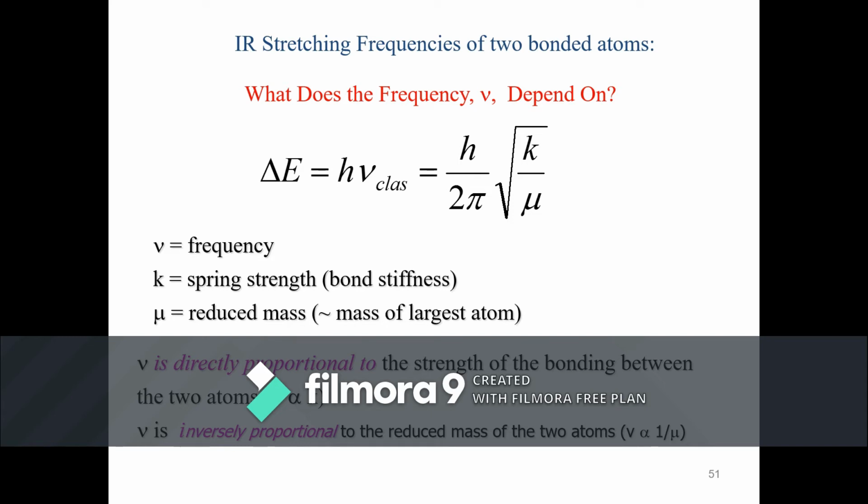As you can see, the frequency is directly proportional to the strength of the bonding between the two atoms, and it is inversely proportional to the reduced mass of the two atoms.